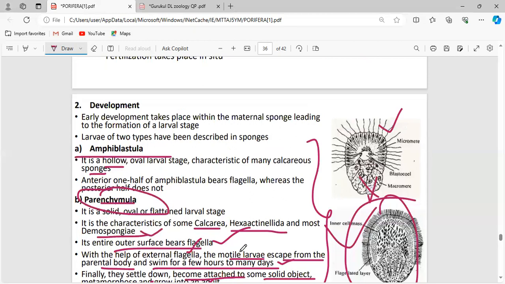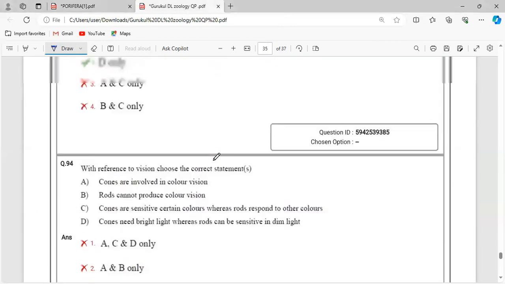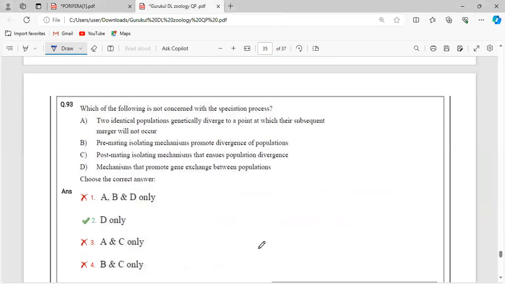Any doubts with respect to this? If you have any doubt, we'll go to the questions. If you have any doubt, just text me.